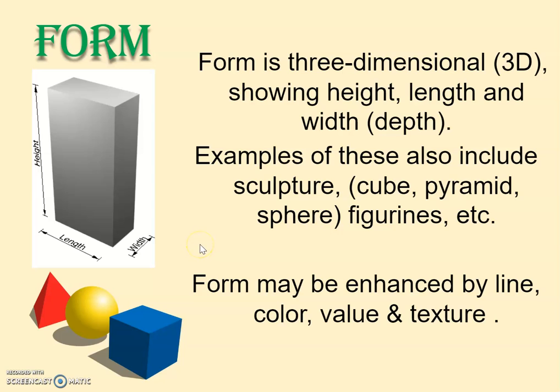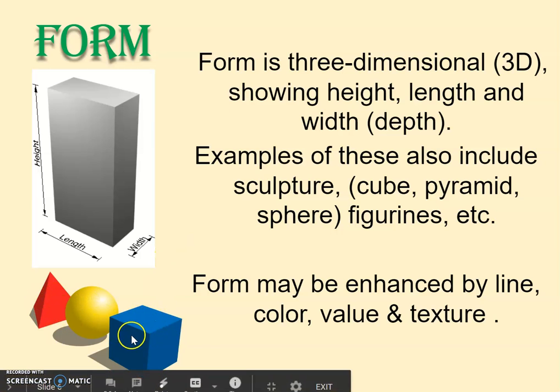Examples of these include sculpture. All sculpture is a form because it is 3D. Some simpler forms broken down would be a cube, a pyramid, a sphere, and these are some of those examples right here. So once again, those forms can be created or enhanced by lines, by color, which they are here. These are created through color and value.